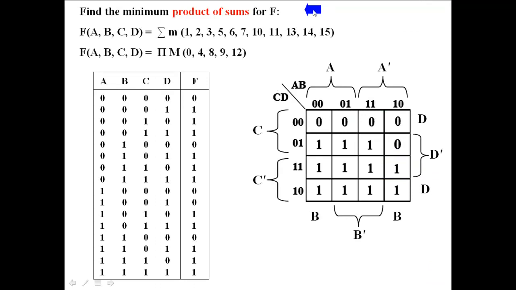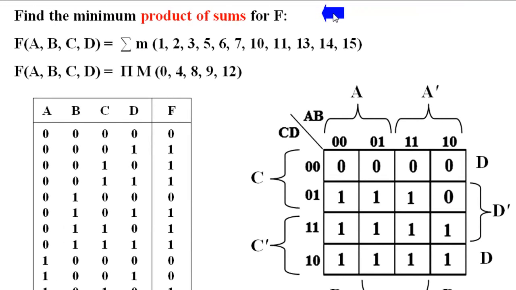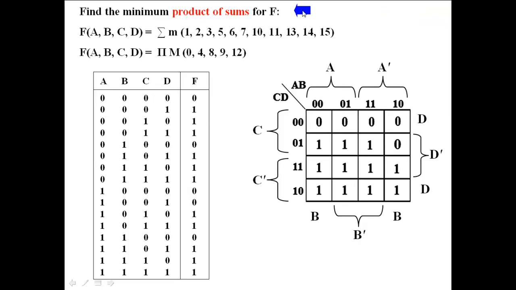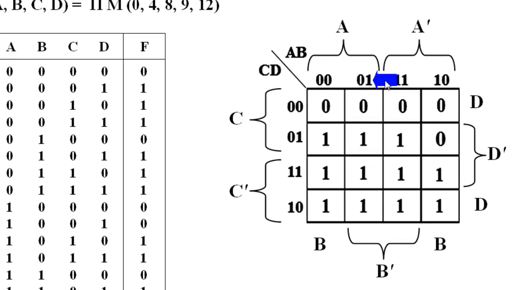This is another example about the Karnaugh map, but here we want to find the minimum product of sums for f. So the first step is to fill the 16 squares with their values. In these two columns, the value of A is 0. But here we write A instead of A prime. And the value of A in these two columns is 1. But we write A prime, which means the complement of A.